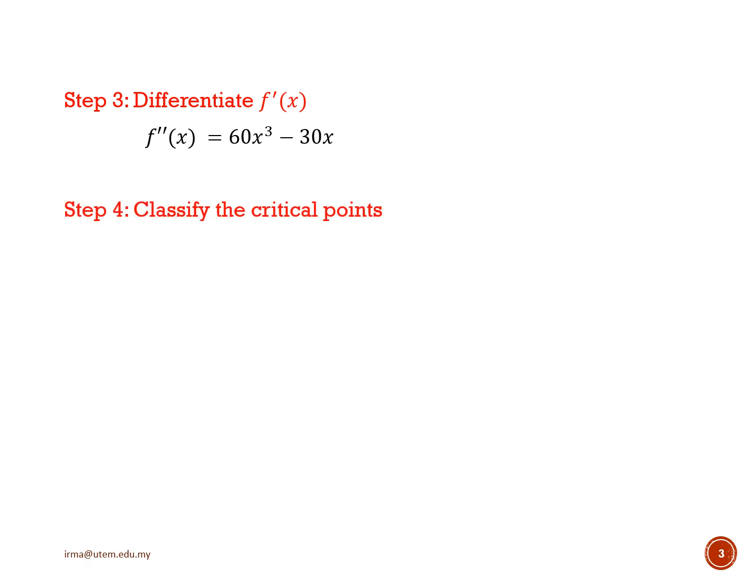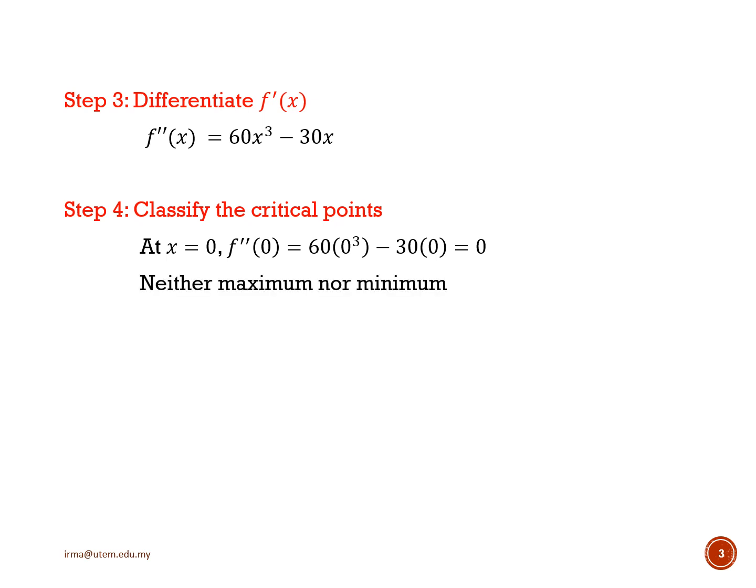The final step is to classify the critical points. We have just now 3 critical points. The first point is at x equal to 0. We just substitute x equal to 0 into the second derivative, so f double prime, you will get 0. Based on theorem 2, when f double prime is equal to 0, it's neither maximum nor minimum.